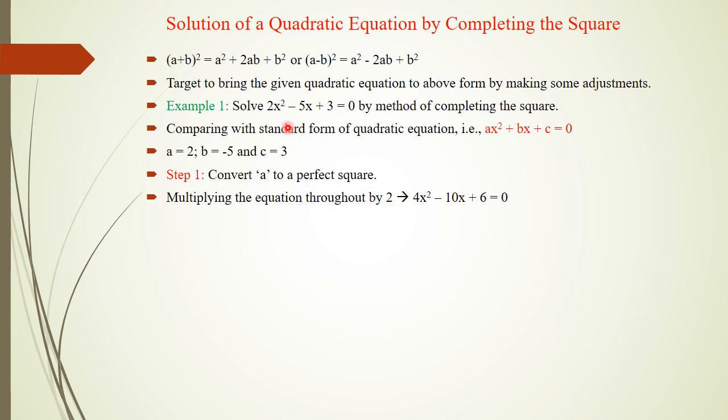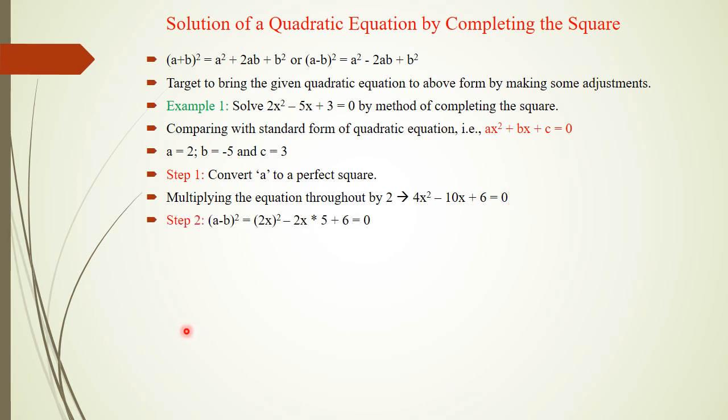When I do that, I'll get 2 into 2 is 4x square as it is, minus 5 into 2 is minus 10x as it is, 3 into 2 is 6. Then 0 into 2 also I have to make, but 0 into any number is again 0. Therefore, whatever multiplication I do on this side, that may not have any changes on the right hand side.